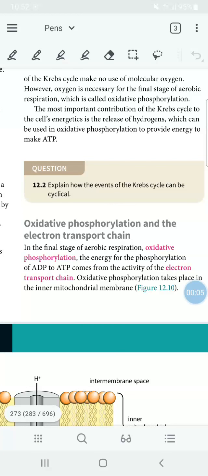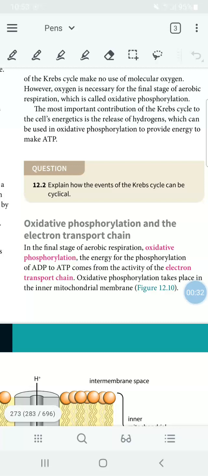Biology, Chapter 12, Video 8, Theory. Now we have discussed that most of the energy is made available as a result of respiration by a process that involves transfer of electrons. So now we are going to deal with that part. Oxidative phosphorylation and the electron transport chain.